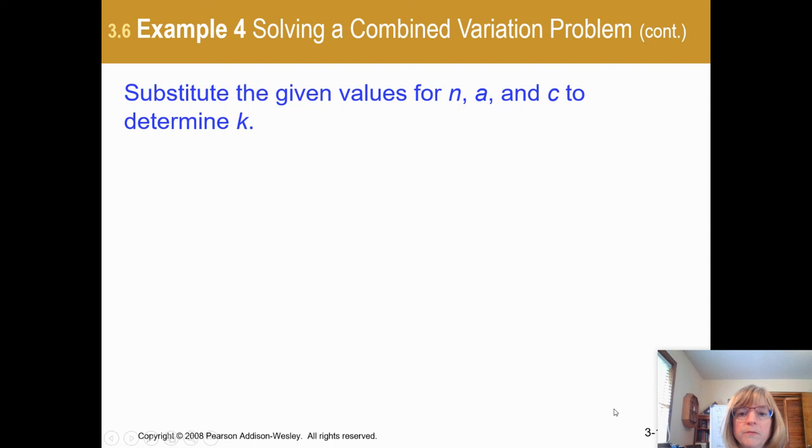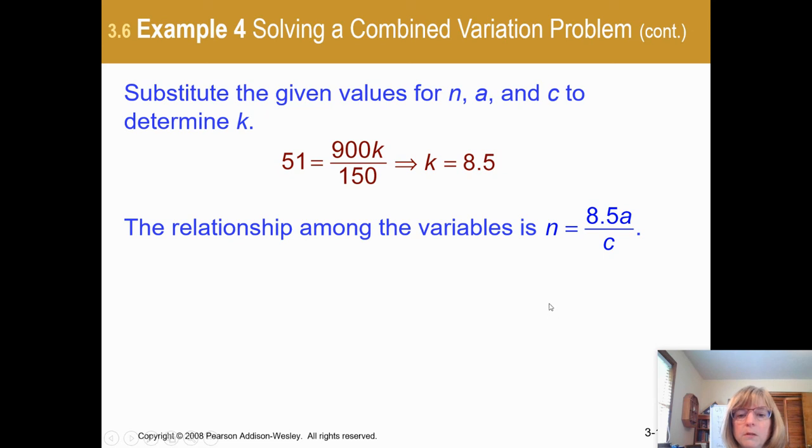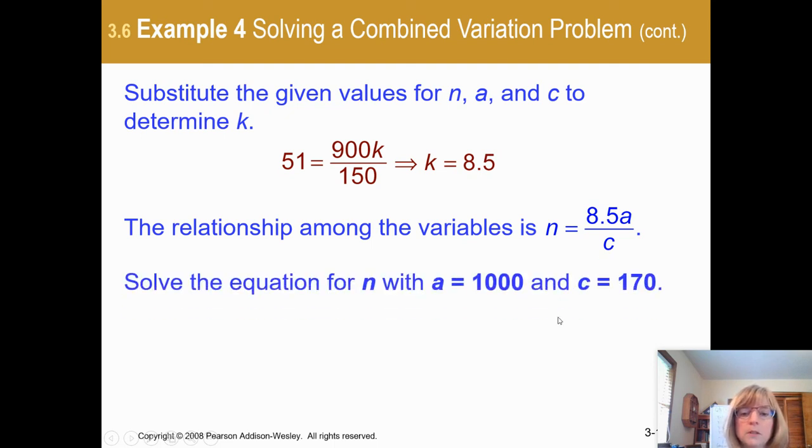Now we're going to substitute given values for N, A, and C. So 51 children, I spend $900 on advertising and charge $150. So now we have a K value of 8.5. Using that K value, we now have the specific equation. The number of children is equal to 8.5 times the amount spent on advertising divided by the charge. What's the number of children if I spend $1,000 on advertising and charge $170? I can have 50 children.